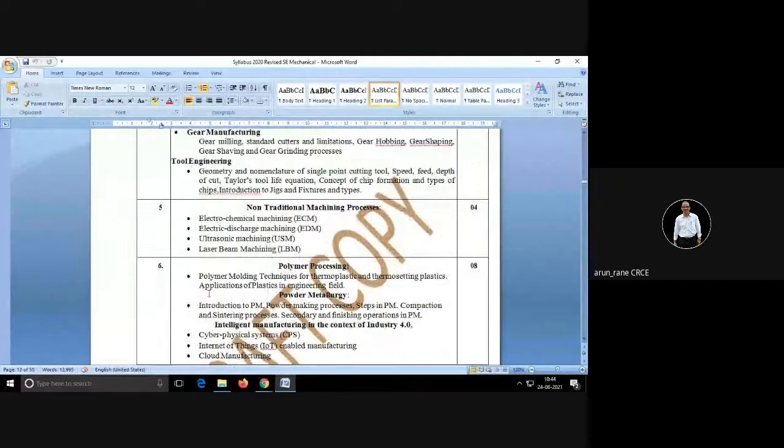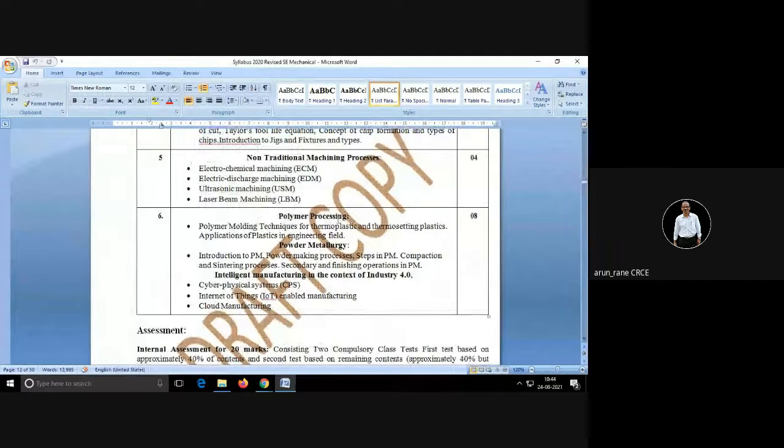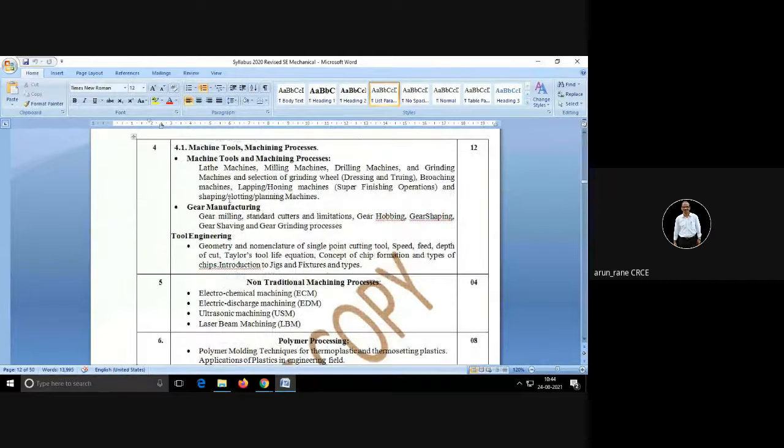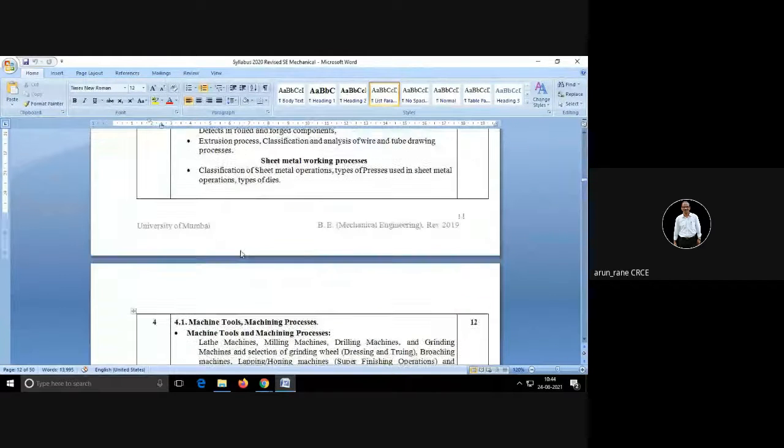For example, now this module number 6. So this plastic processing is one subject. Powder metallurgy is another subject. Digital manufacturing is third subject. So here minimum 3 books will have to be referred. Here one book, so 4. Here again 3 books. So that comes to 7 books.